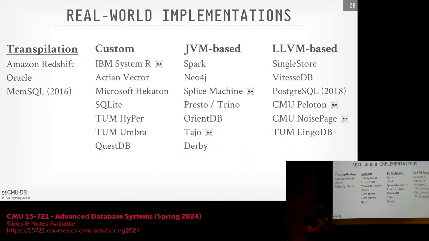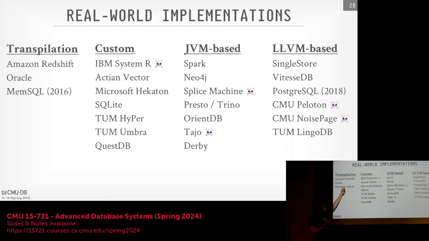All right, so I want to do a quick run through of a bunch of different systems that are doing different variations of code generation or query compilation. I've broken them up loosely into four categories. These are not scientific definitions, it's just an easy way to categorize and understand things.